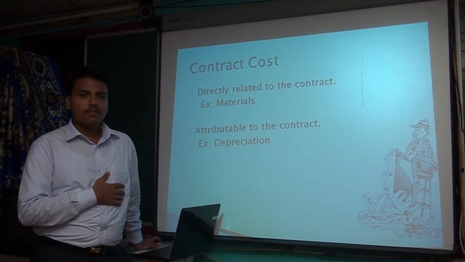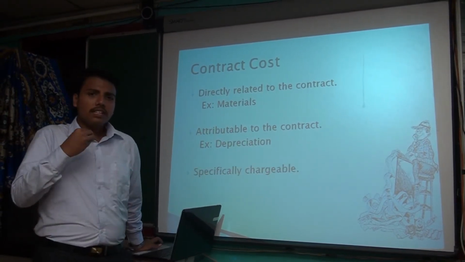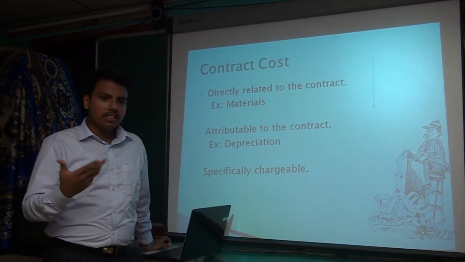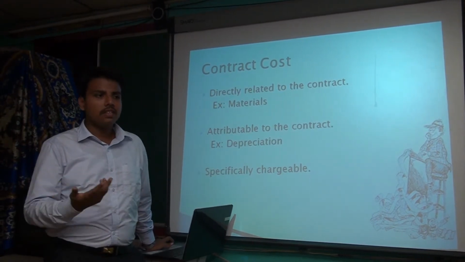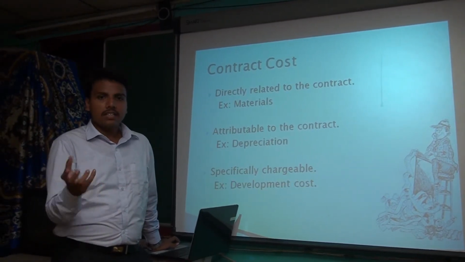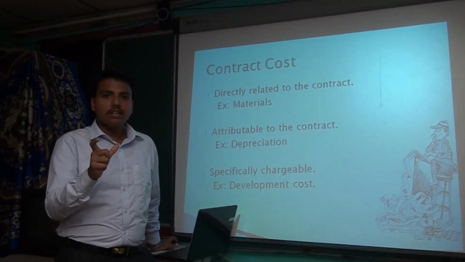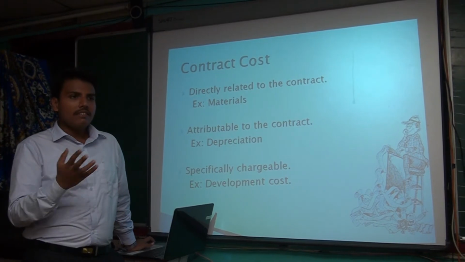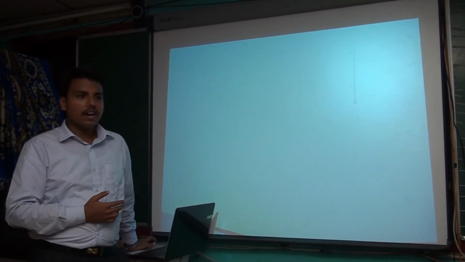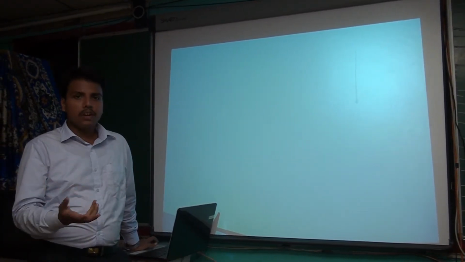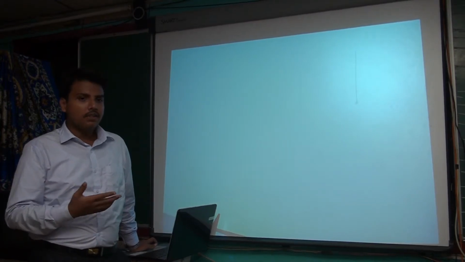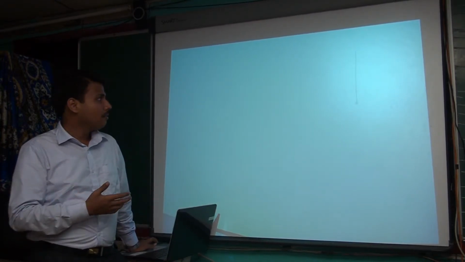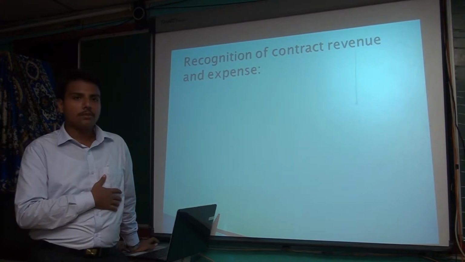The third type of cost is a cost which is specifically charged to the customer based on the contract agreement. For example, the contractor may agree that the development cost of a particular project be charged completely to a particular customer. So having seen what is a construction contract, what is contract revenue, and what is contract cost, let us see what the standard speaks about recognition of contract revenue and expense.